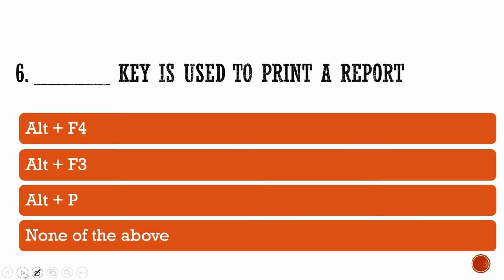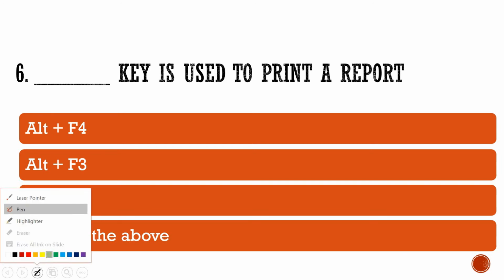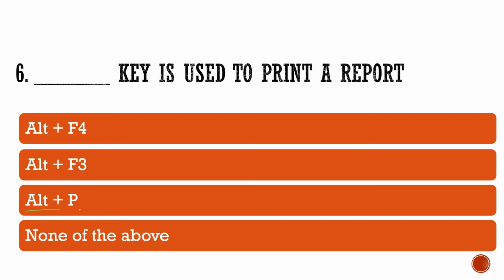Okay, now next question is, dash key is used to print a report. Remember, for printing any report, my shortcut key will be Alt plus P. And how will I remember that? P stands for print. So it's very easy to remember. Alt plus P will be my shortcut key to print any report.